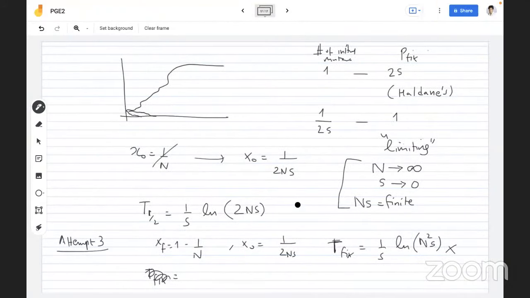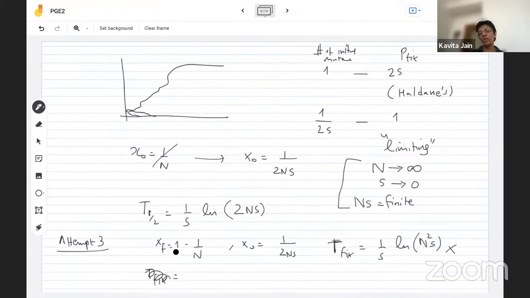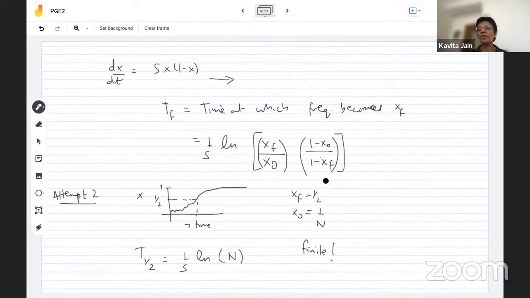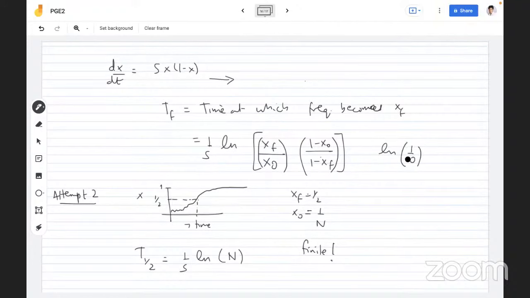Can you please explain why you are starting with xf equal to 1 minus 1 by n for this attempt 3? Yeah, that's because I can't start with xf equal to 1. If I start with xf equal to 1, which is what you want for fixation, right? But what will happen if xf is 1? Then this will become log of 1 by 0.